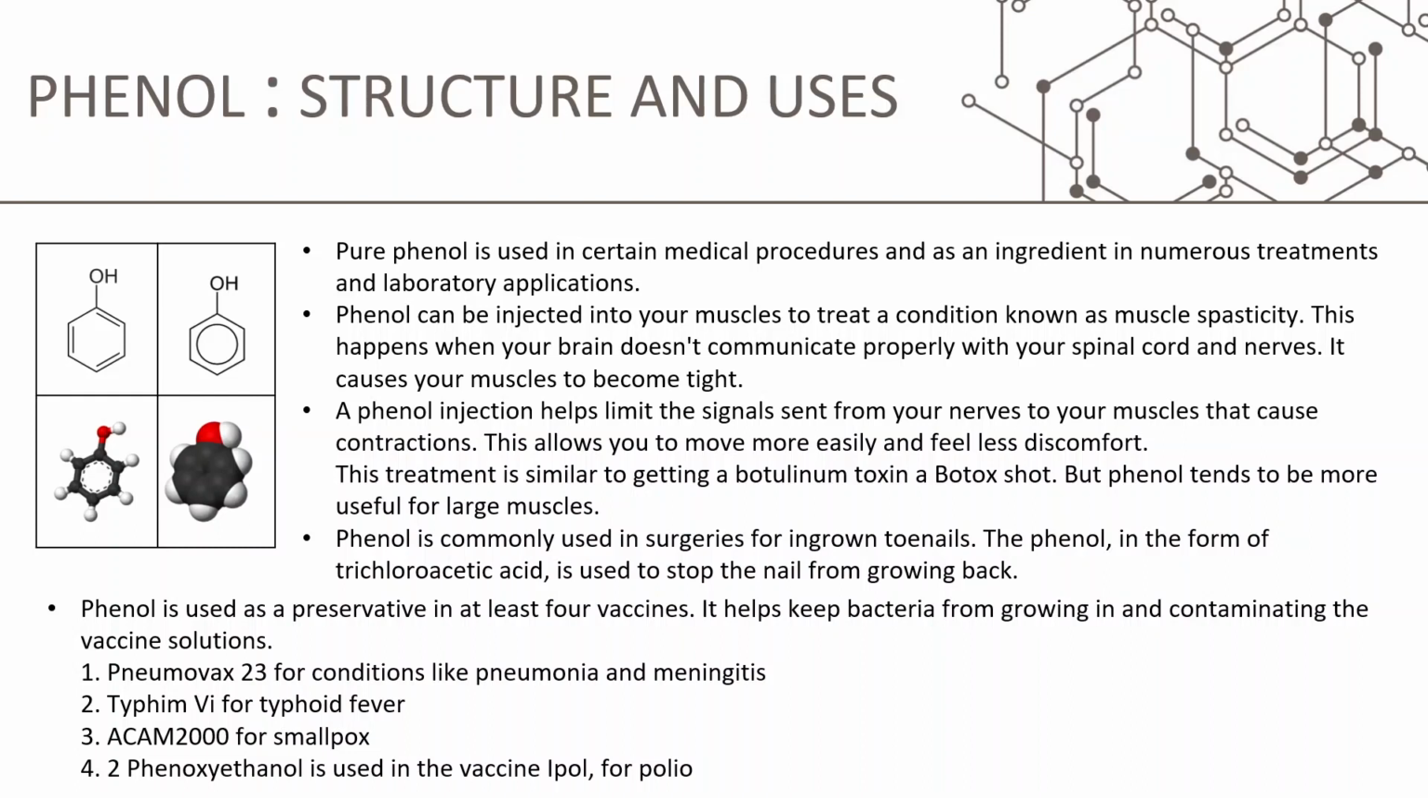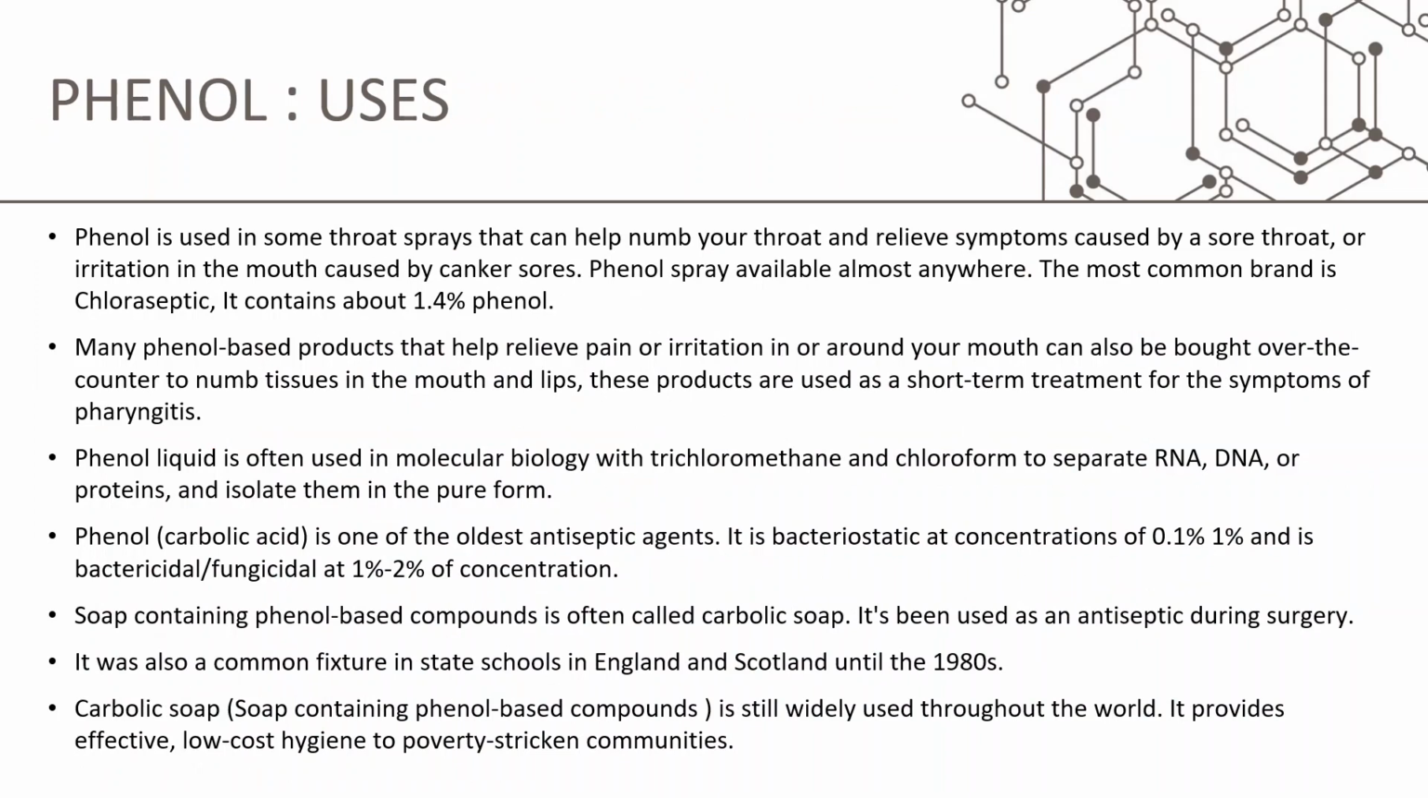First is Pneumovax 23 for conditions like pneumonia and meningitis. Second is Typhim Vi for typhoid fever. Third is ACAM2000 for smallpox. Fourth is 2-phenoxyethanol, which is used in the vaccine IPOL for polio. Next part explained by my colleague Aram Khan.